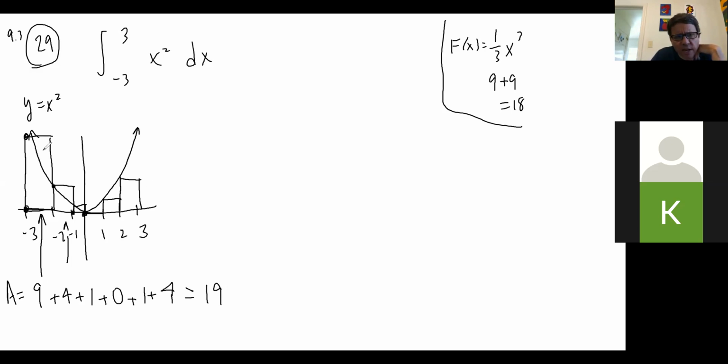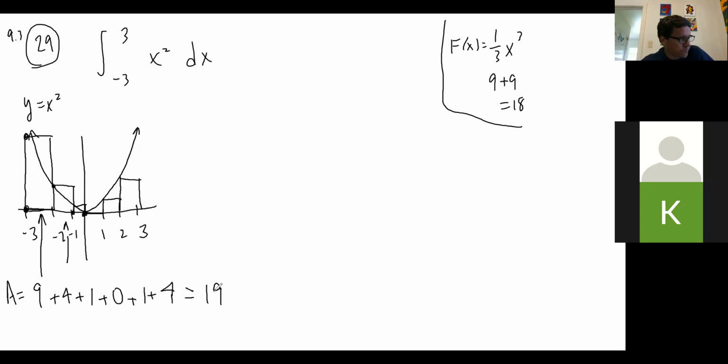So it kind of balances out, like this rectangle gets most of the area but gives a little bit too much. Same thing on the next one, same thing on the next one. But then on the back side, this one doesn't give enough, this one doesn't give enough, you're missing some. So it's not quite that they balance out. The correct answer is 18, but it's pretty close. So that's all I had to do for the left-hand rule.